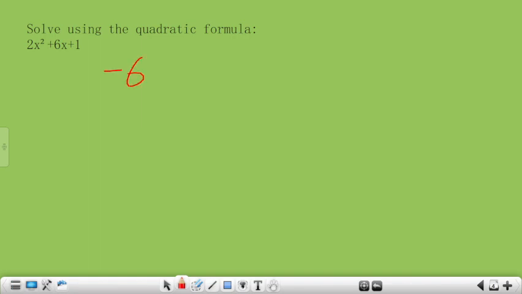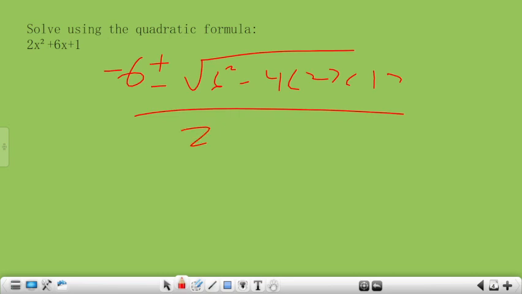So let's go ahead and plug this in. Over time, you'll get faster with this and you won't need to write out every single step, but for simplicity, I will. Negative 6 plus or minus the square root of 6 squared minus 4 times 2 times 1, all over 2 times 2. I'll make it a little simpler just because we are dealing with bigger numbers. 6 squared is 36, and 4 times 2 times 1 is 8. Again we can simplify: 36 minus 8 is 28.